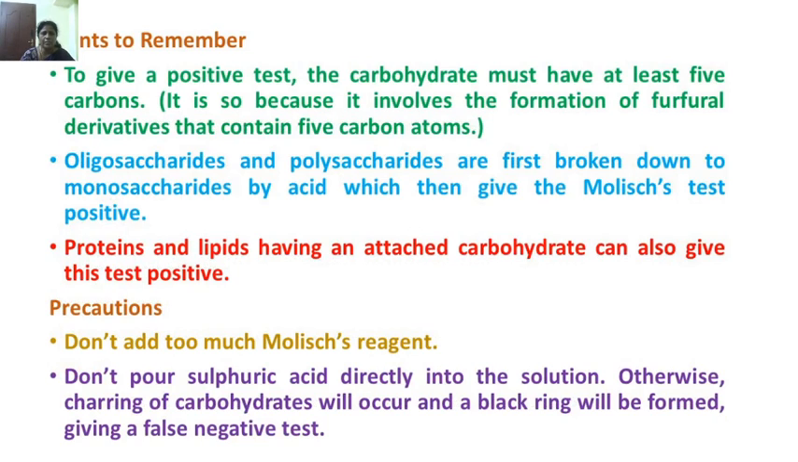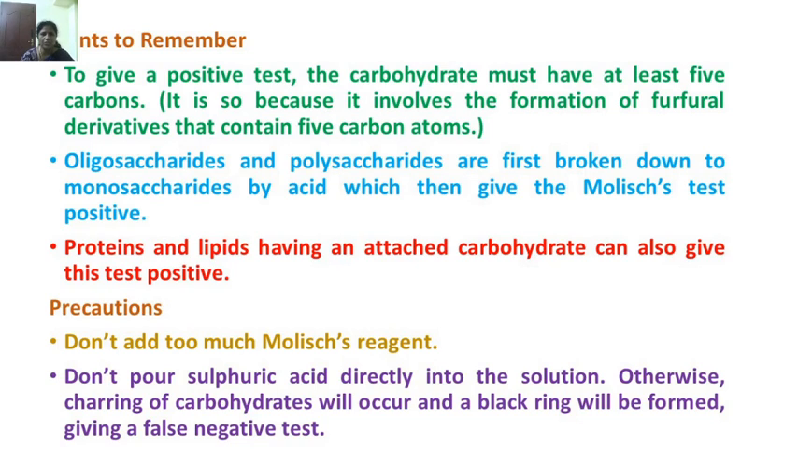And in this test, we have to keep some points in the mind. That is, to give a positive test, the carbohydrate must have at least 5 carbons. Then, oligosaccharides and polysaccharides are first broken down to monosaccharides by the acid, which then give the Molisch test positive. Proteins and lipids having an attached carbohydrate can also give this test positive.